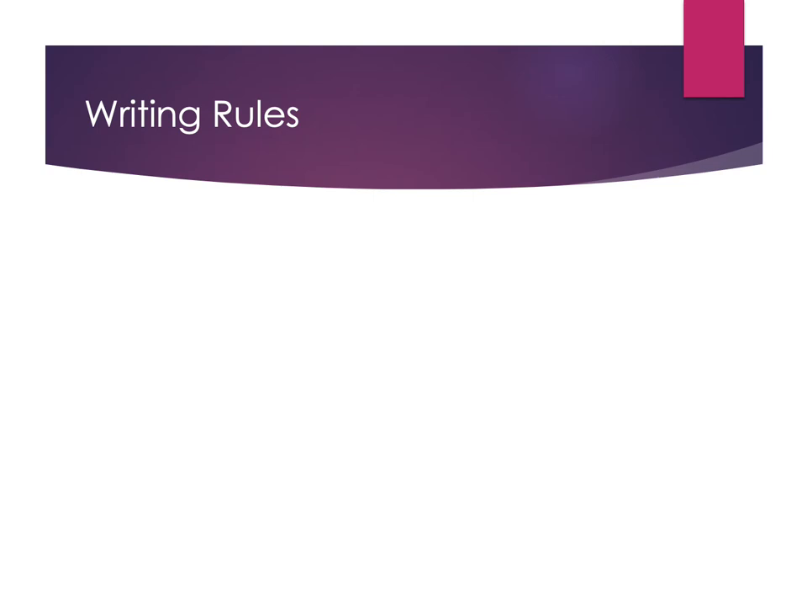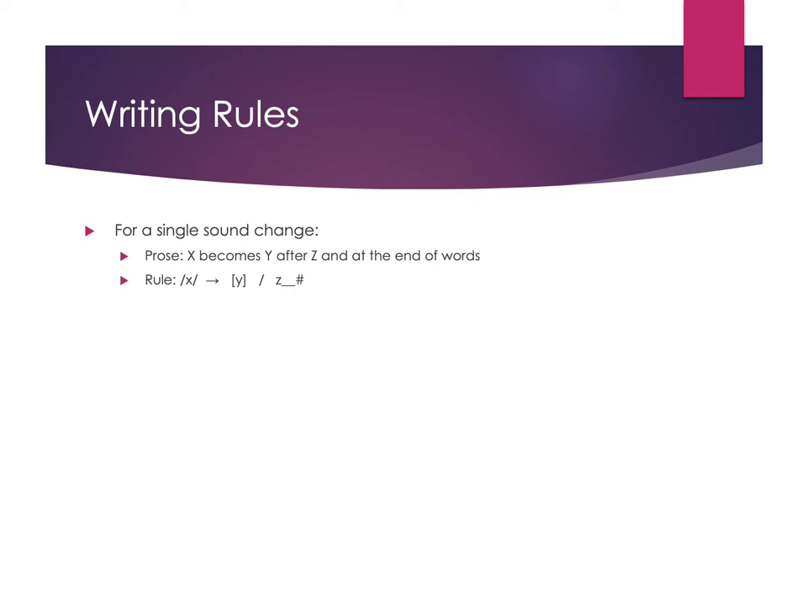So we take these symbols to write rules. And so to give a couple of examples, if there's a single sound change, we use just the IPA characters themselves. So if we only have one sound that's changing, then we don't have to describe it using all of its features. It's easier, it's shorter to describe it using the symbols themselves. So if sound X becomes sound Y after sound Z at the end of words, then our rule would look like in slash brackets X, that's our underlying form, the form we're starting with, the arrow for becomes, and then in square brackets Y, because that's the sound that we're actually hearing. And then we have that slash to say, this is the environment in which this is happening.